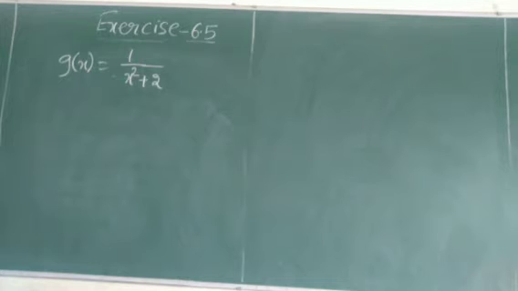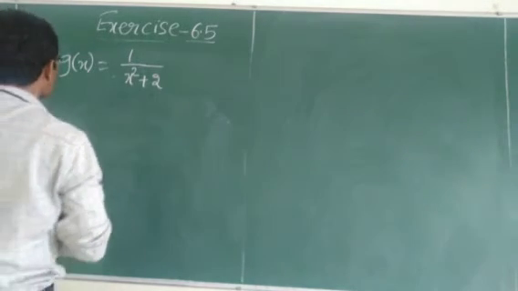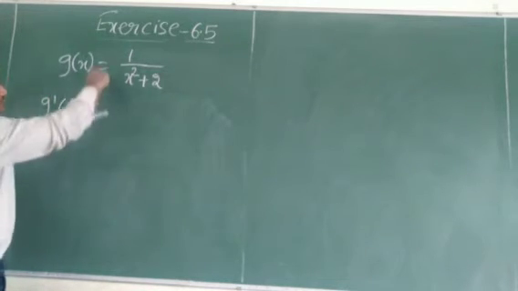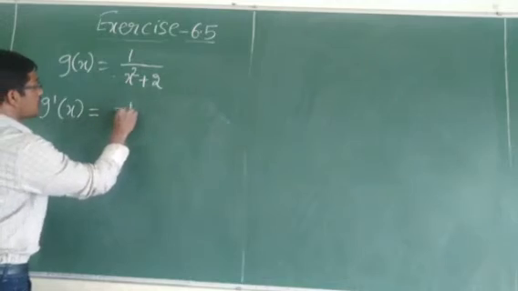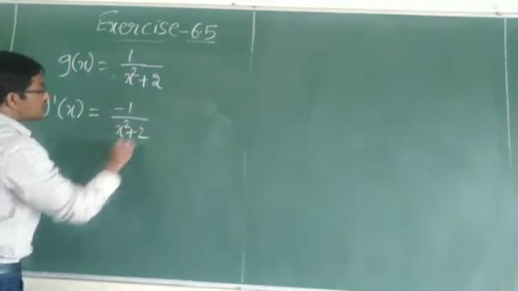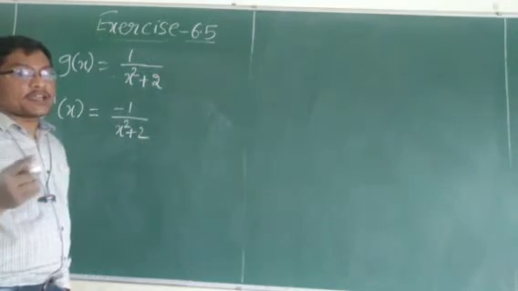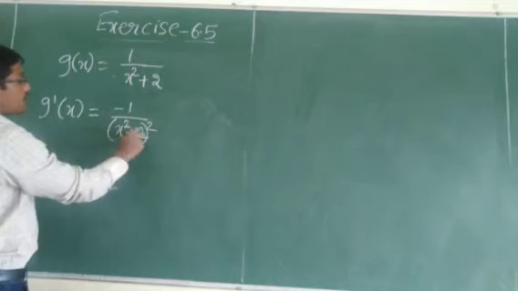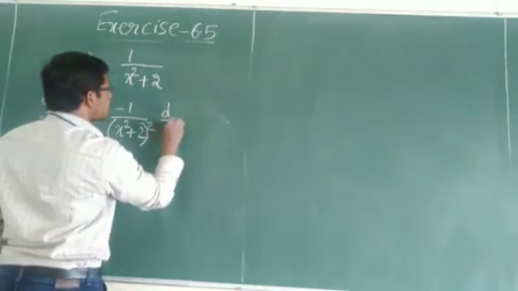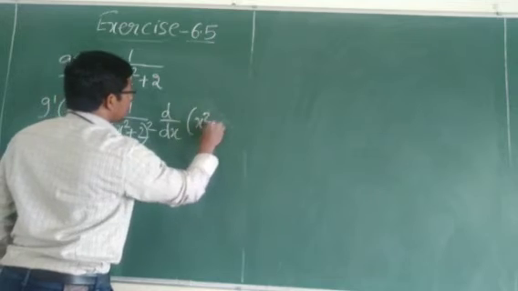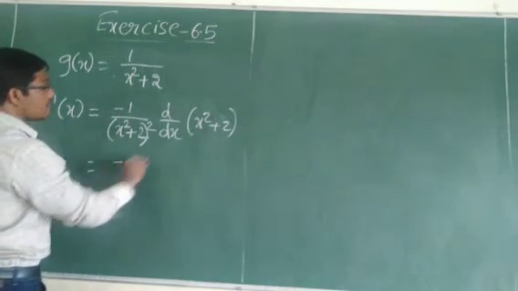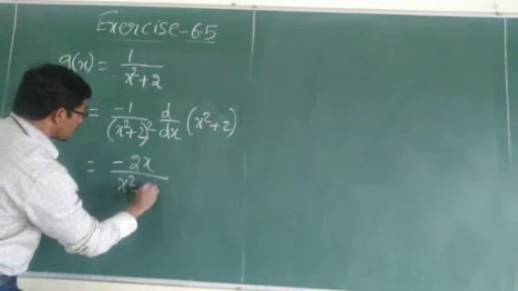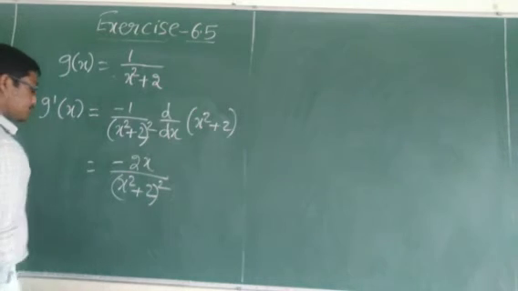Okay, next question, g of x equal to 1 by x square plus 2. Again we take the derivative. Here we can apply the 1 by x formula. That will be 1 by x square plus 2. The derivative of 1 by x is minus 1 by x square, so if you treat this as x, we get minus 1 by x square. But again we take the derivative of x square plus 2. So what do we get? The derivative of x square is 2x. So we get minus 2x by x square plus 2 whole square.